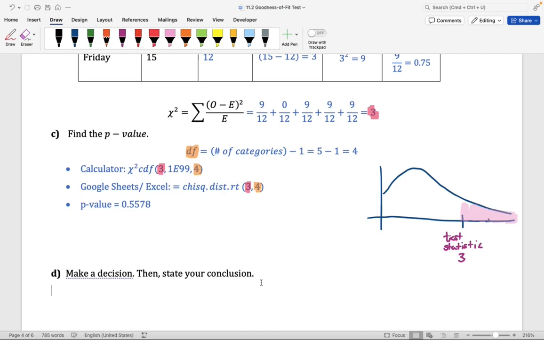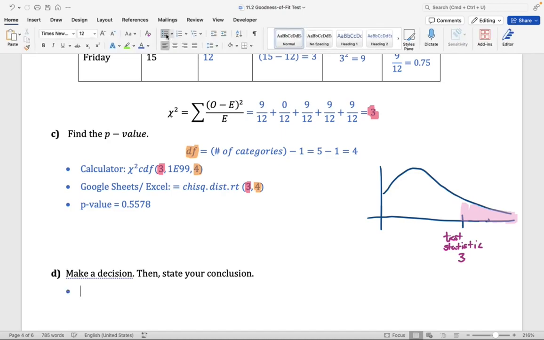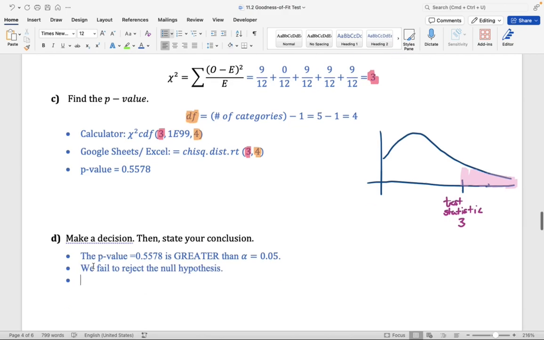Let's go ahead and make a decision. To make a decision, we need to compare the p-value and the alpha value. The p-value is approximately 0.5578. This value is greater than alpha equal to 0.05. Because the p-value is greater than alpha, we're going to fail to reject the null hypothesis. And now we're ready to write a conclusion. There is no sufficient evidence to conclude the alternative hypothesis.